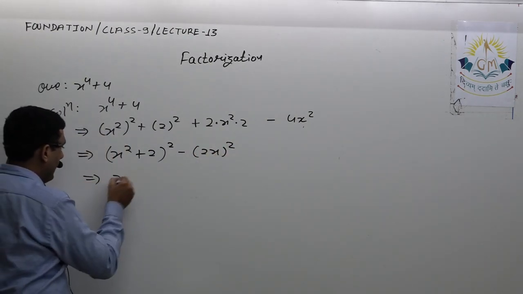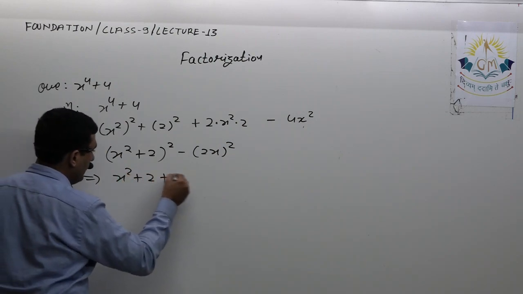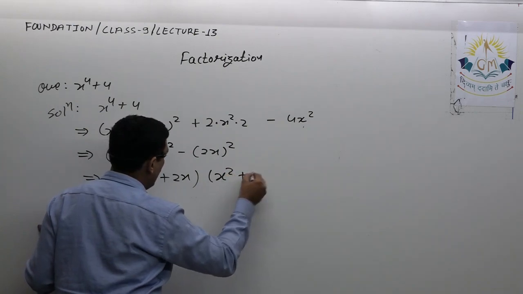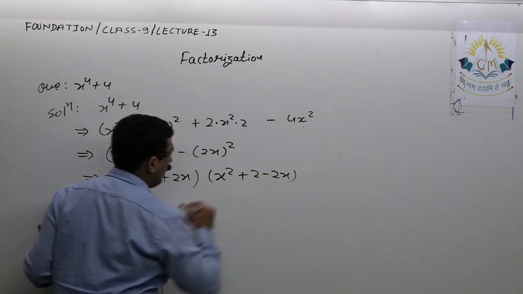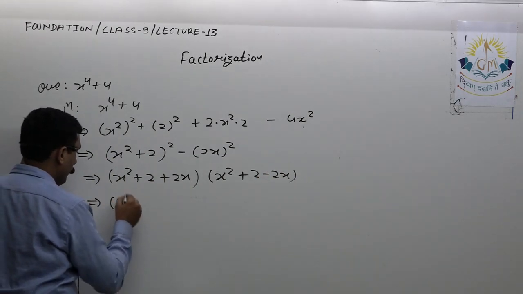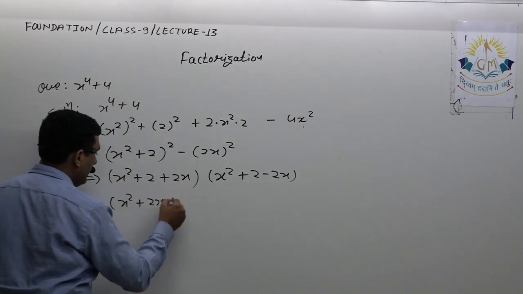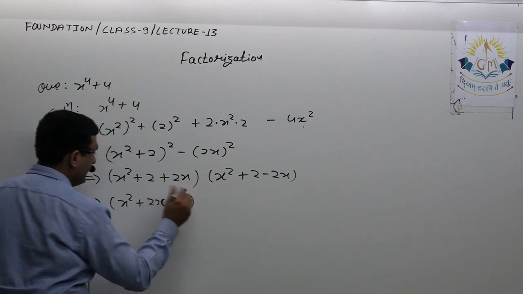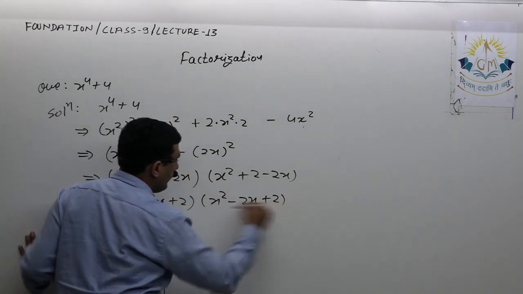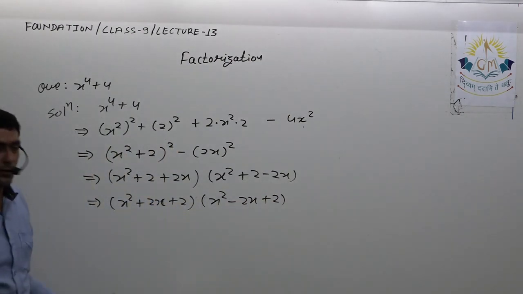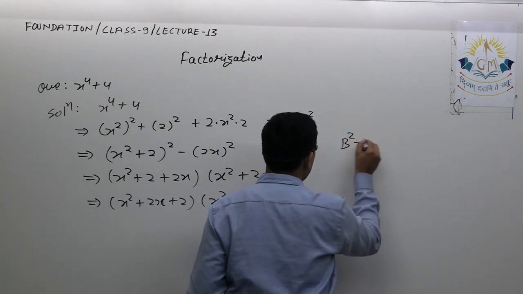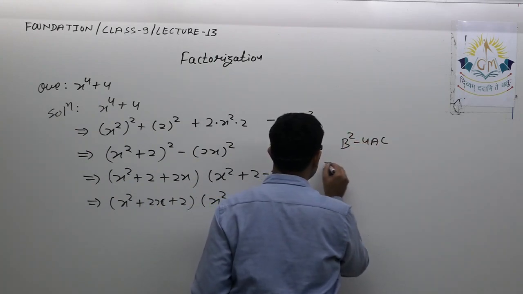That is x square plus 2 plus 2x, x square plus 2 minus 2x. Again, these two are quadratic expressions. So first of all, I write them in the standard form, and then I'll check whether it is possible to factorize them further or not with the help of this b square minus 4ac.